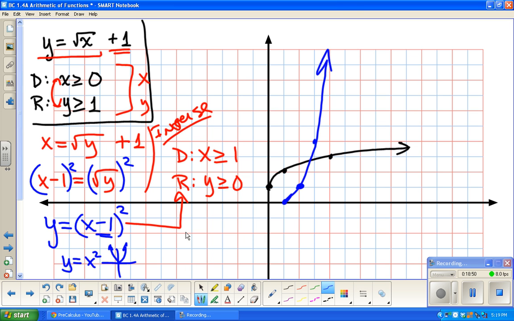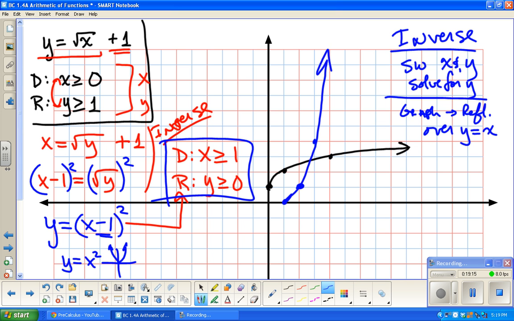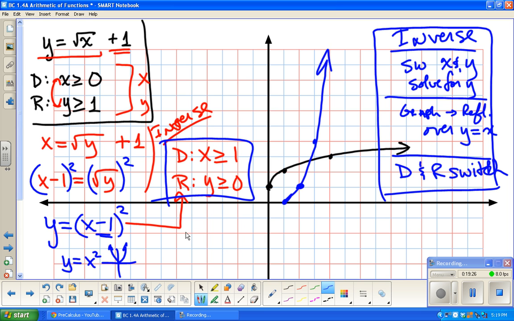All right, so when you do inverse, x and y switch. Okay, so inverse: switch x and y, solve for y. When you do inverse on the graph, it reflects over the line y equals x. When you do inverse, because x and y switch, domain and range switch. Inverse. That was exciting.